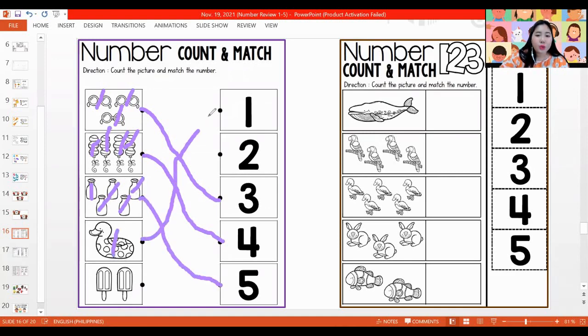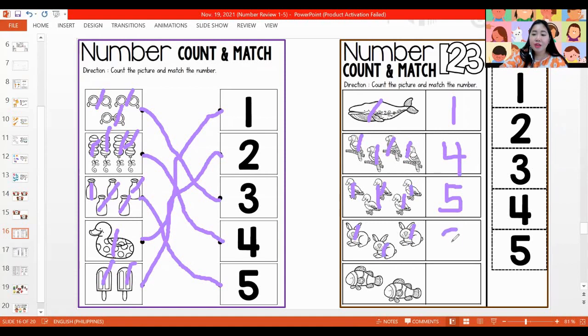One, go to number one. One, two, go to number two. I want you to work also. This time, we will be pasting the correct number. So you have to mark and count. One, one whale. One, two, three, four. Four parrots. One, two, three, four, five. Five ducks. One, two, three. Three rabbits. One, two. Two fishes.